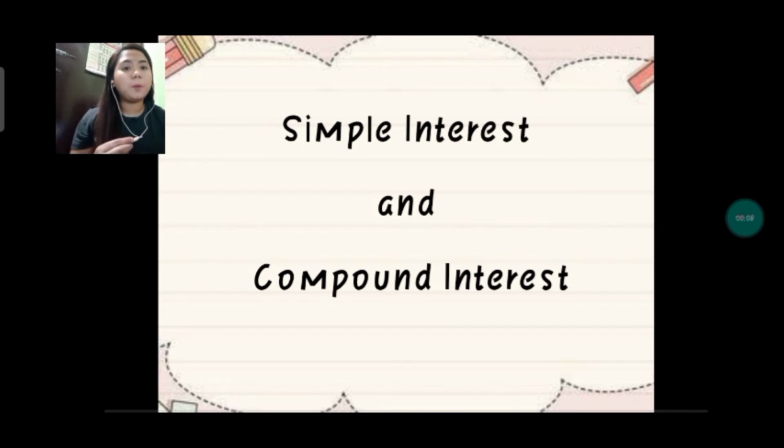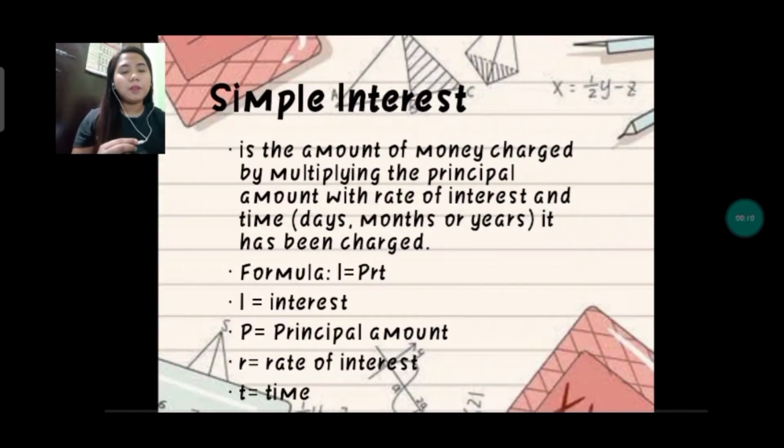What is simple and compound interest? Simple interest is the amount of money charged by multiplying the principal amount with the rate of interest and the time it has been charged. The formula of simple interest is I = P × R × T, or I = PRT, where I stands for interest, P stands for principal, R stands for rate of interest, and T stands for time, which talks about days, months, or years.